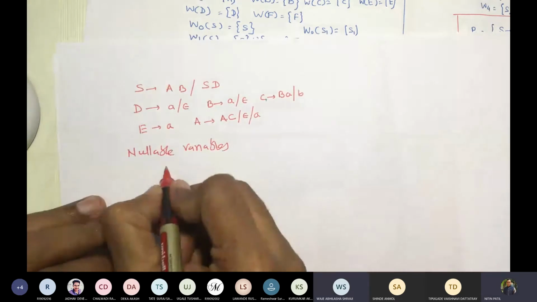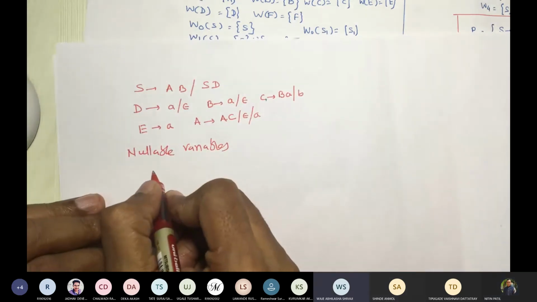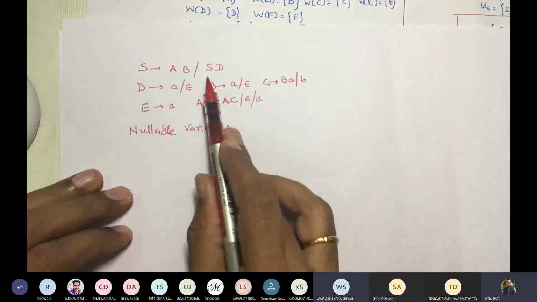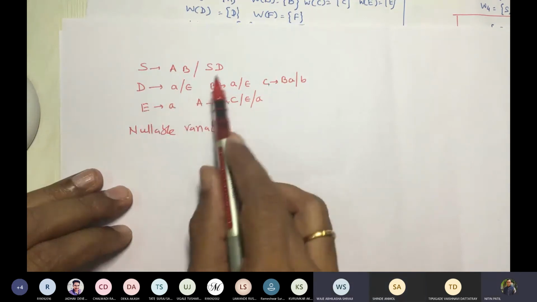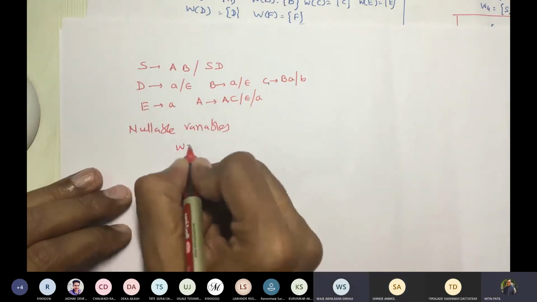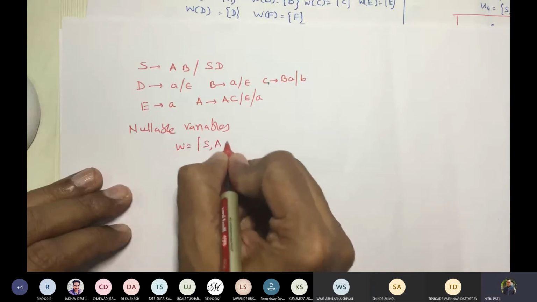SABD. Correct. Can I directly write? Why SABD? A gives epsilon, B gives epsilon, D gives epsilon. So that's why S also is giving epsilon. So we'll say the nullable variables are SABD.